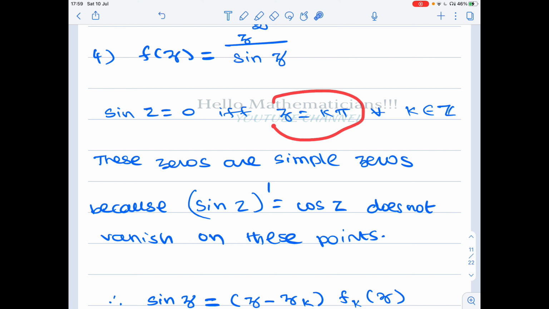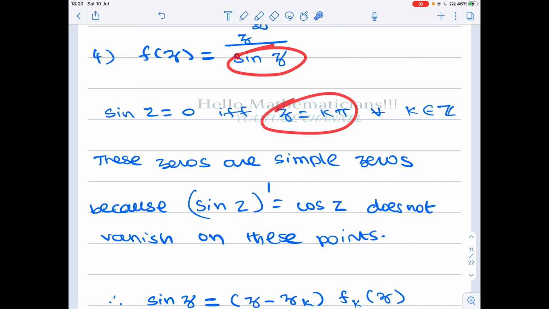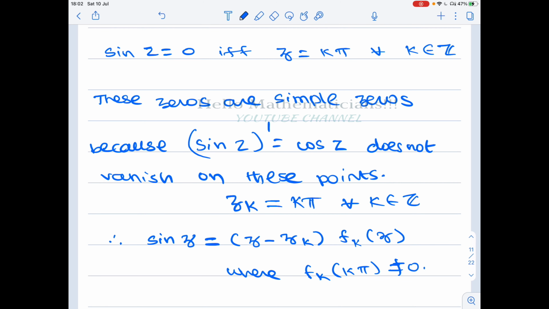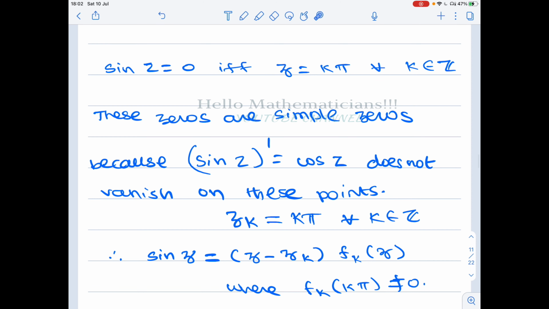But this k pi, if you substitute in cos z, cos k pi will be (minus 1) to the power k. Okay, that won't be 0. Therefore, these numbers are not 0 for the derivative of sin z. Therefore, these are all simple zeros of the denominator. Okay, we take zk to be k pi for all k belonging to Z.